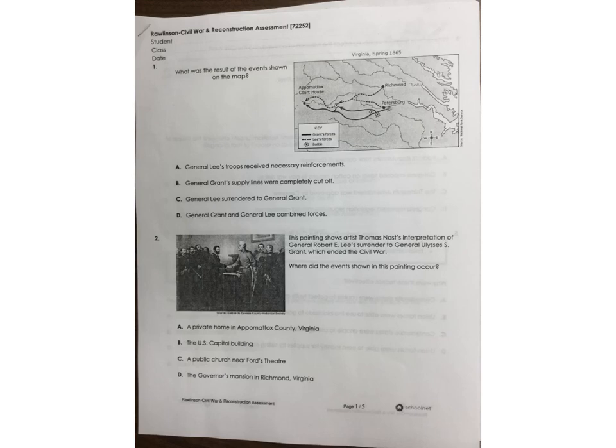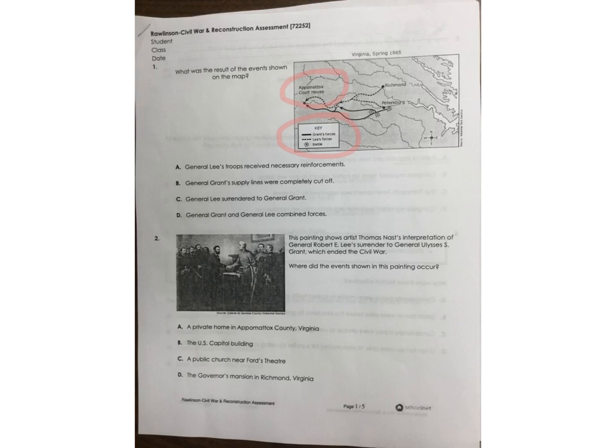Okay, we're starting our Civil War and Reconstruction test. Number 1 has a map of Virginia. It says it's the spring of 1865, and we have a key here that says that Grant from the north and Lee from the south are both moving towards one specific location, right there, Appomattox Courthouse. So what was the result of the events shown on the map? So it's really just asking you what happened at the Appomattox Courthouse.